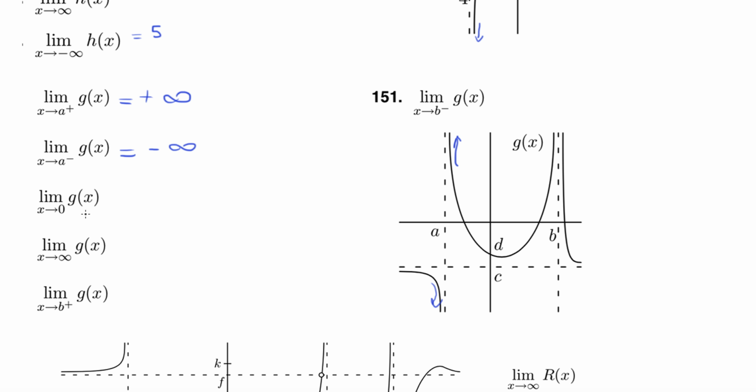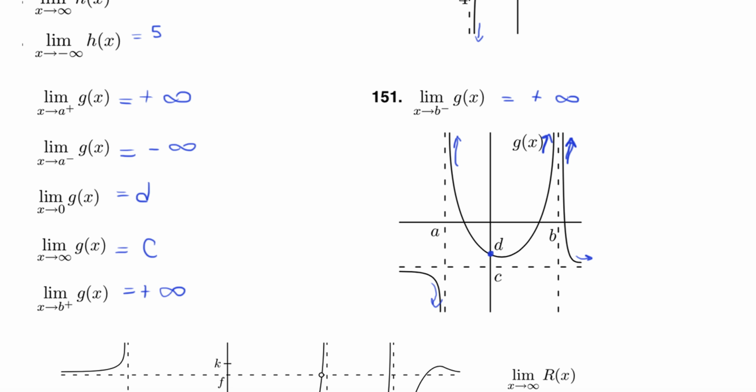When x approaches 0, it's equal to d. It's actually continuous at 0. When x approaches positive infinity, notice here, it approaches c. When x approaches b from the right, it's approaching positive infinity. When x approaches b from the left, it also approaches positive infinity.